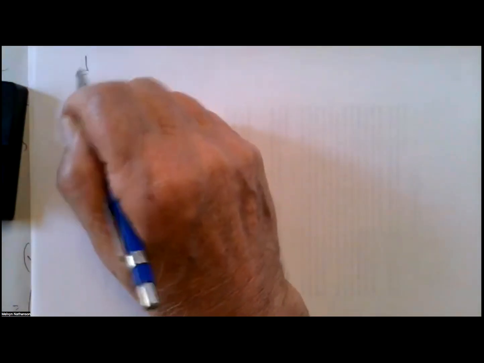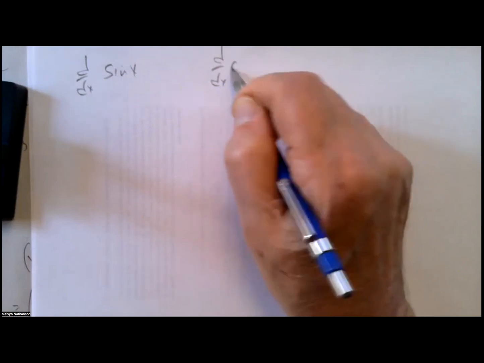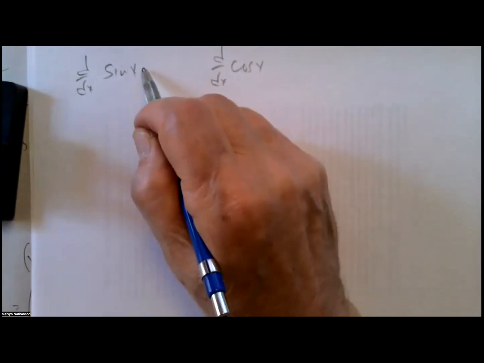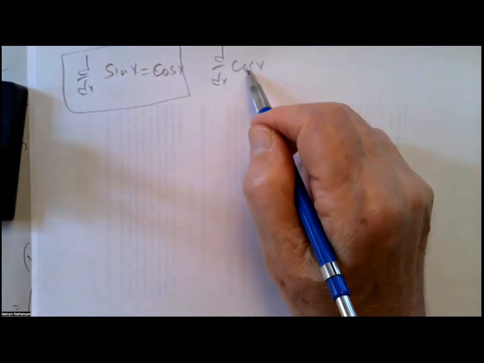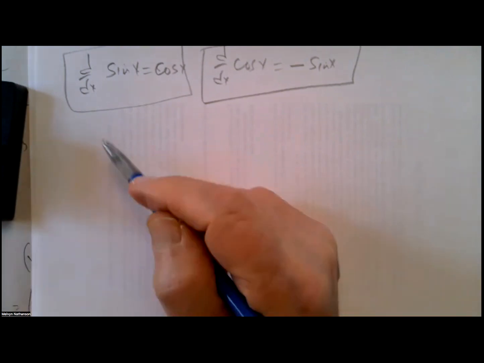So we would like to find out what is the derivative of the sine of x and what is the derivative of the cosine of x. And we'll prove right now that the derivative of the sine is the cosine. And the derivative of the cosine is not the sine, it's minus the sine. So these are fundamental rules that we like to prove. And the proof depends on some geometrical facts.